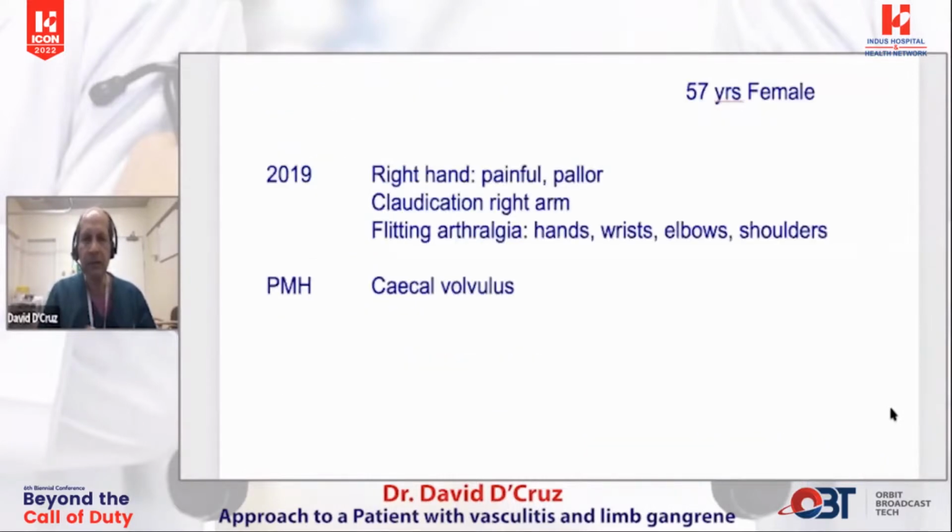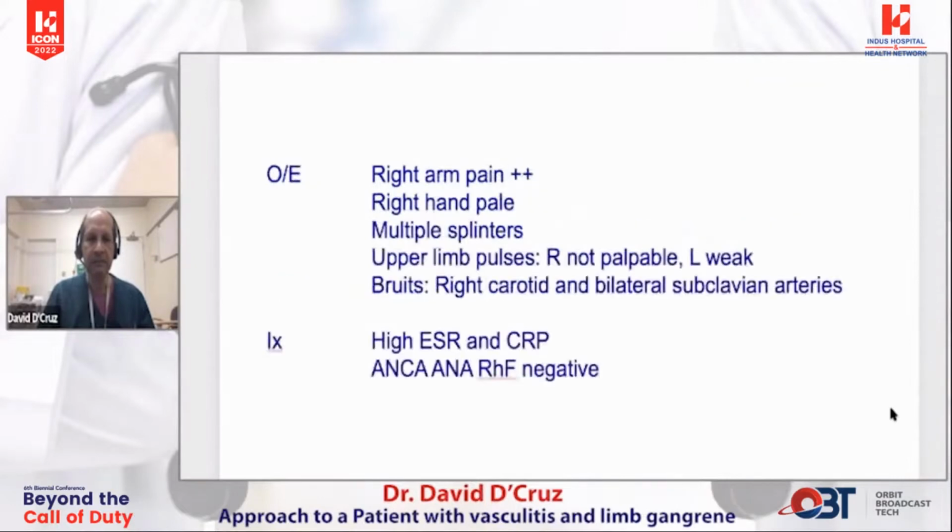So moving on to this case of a 57-year-old lady who presents in 2019 with painful pallor of the right hand. She reported claudication of the right arm. Whenever she moved her arm or lifted heavy objects, she had pain and pallor in the right arm. She had flitting arthralgia of the hands, wrists, elbows, and shoulders. There's no relevant past history except for a cecal volvulus many years ago.